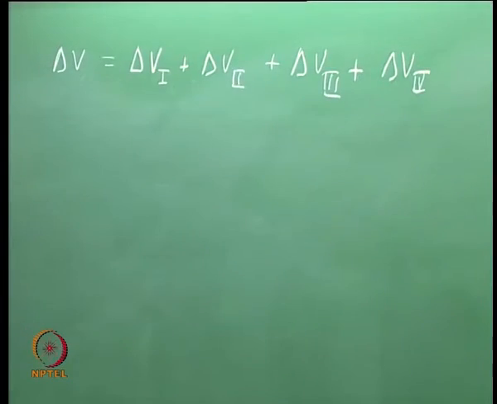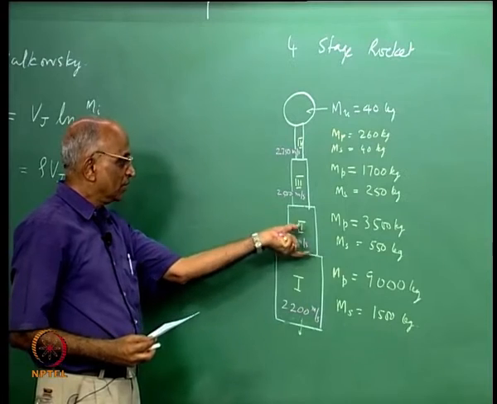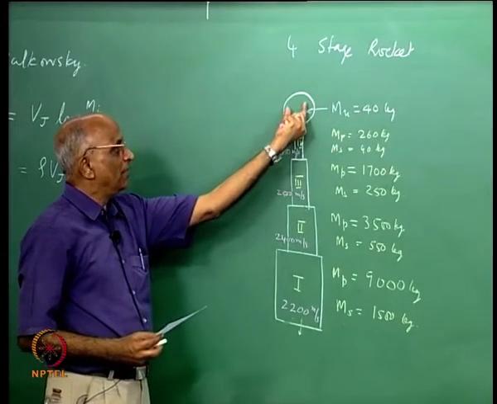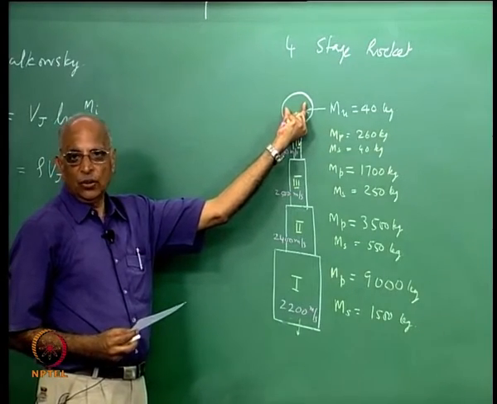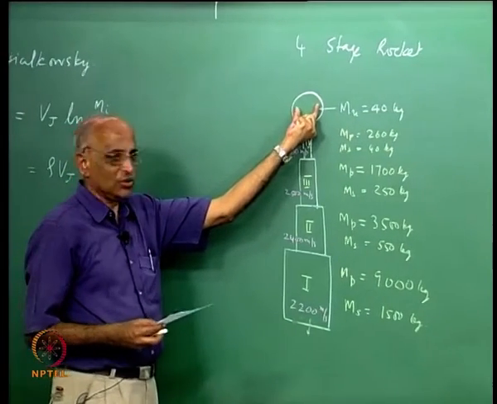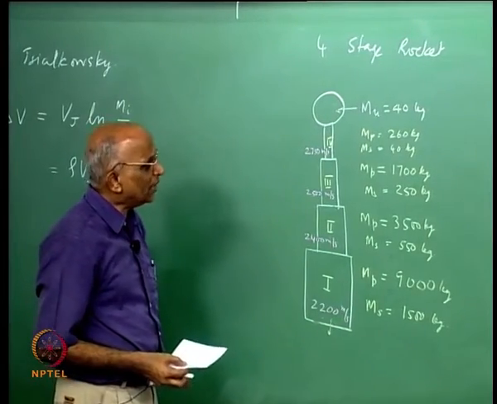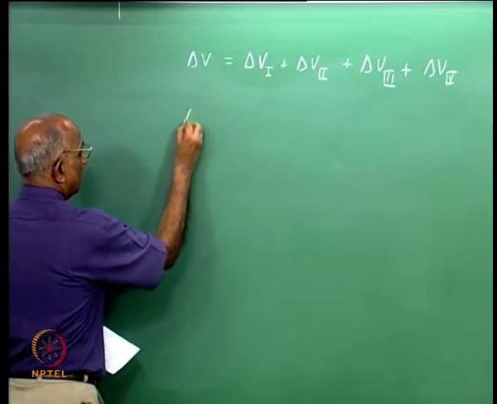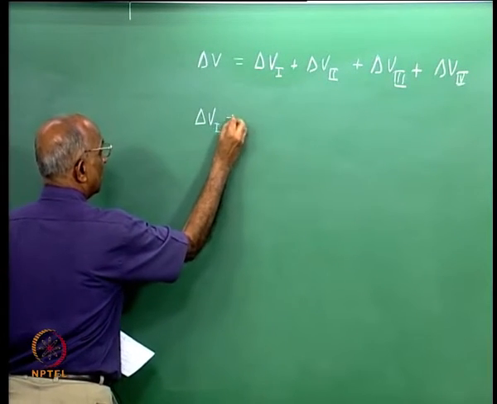Therefore, my main effort has to be to find out what is the delta V of the first stage, second, third, fourth. I just arithmetically add it up, I will know what will be the ideal velocity given to the payload by this 4-stage vehicle. Let us do the calculations, let us do for 1 and 2, and similarly we can do for the second and third stage or the third and fourth stage.